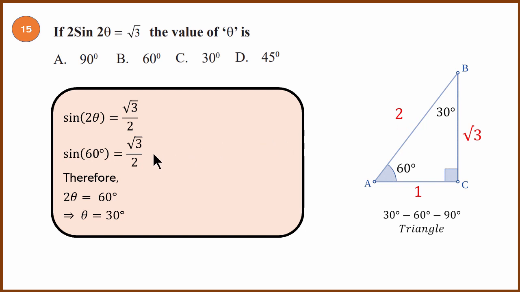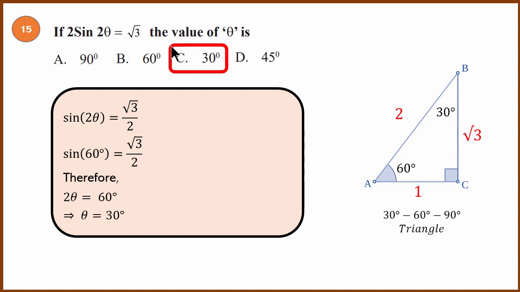So what does that tell you? That means 2 theta is 60 degrees. So if 2 theta is 60 degrees, then theta is 30 degrees. So the answer is C.